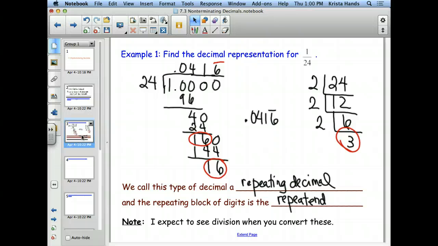So I just repeated once here. Well, no, it will repeat forever. Because every time I do this and try to do the 16, I'm going to get 160, and I'm going to get the 144, and I'm going to get a remainder of 16. So once it's repeating, it's going to repeat forever.